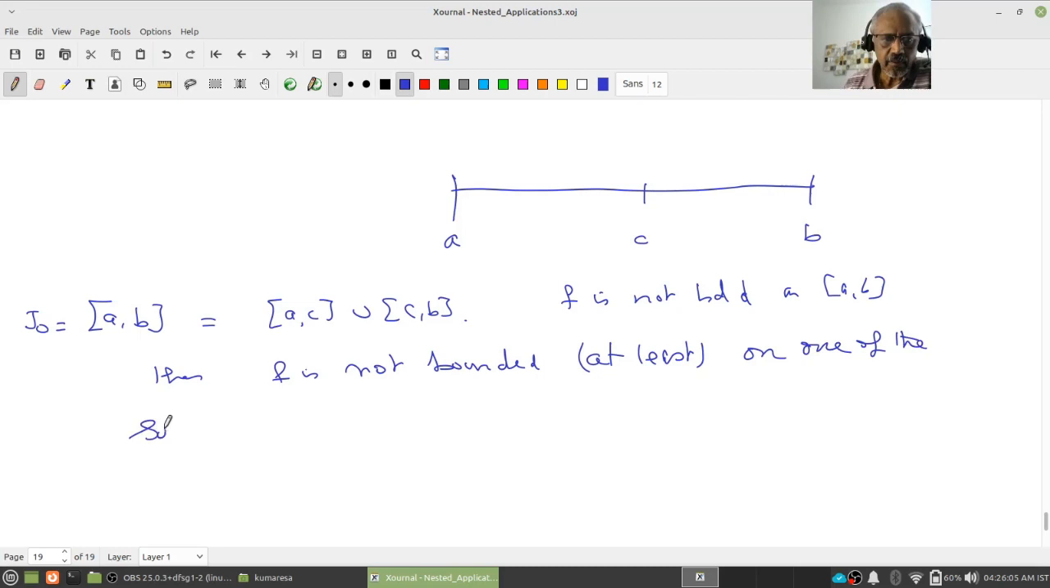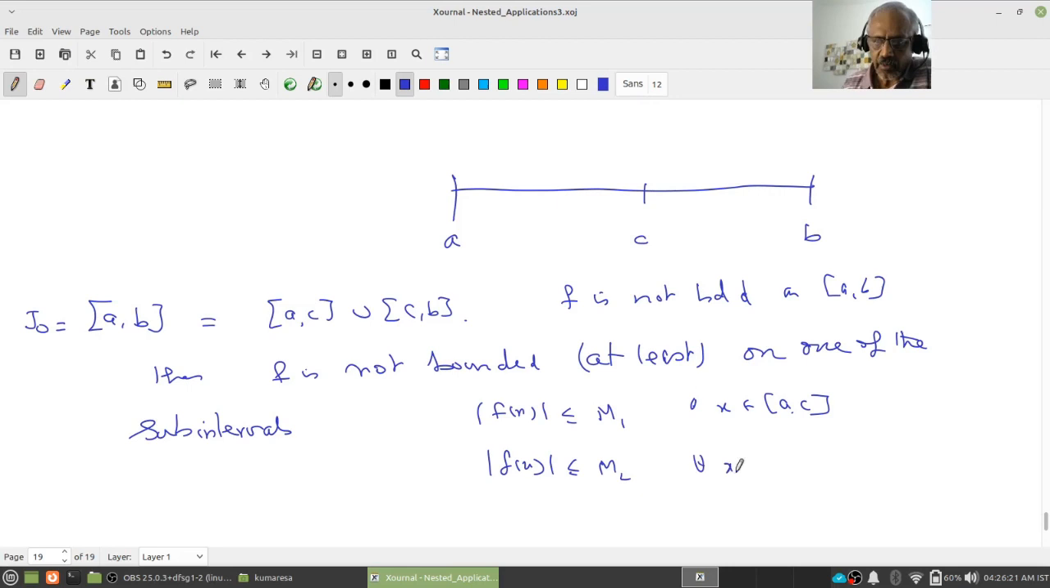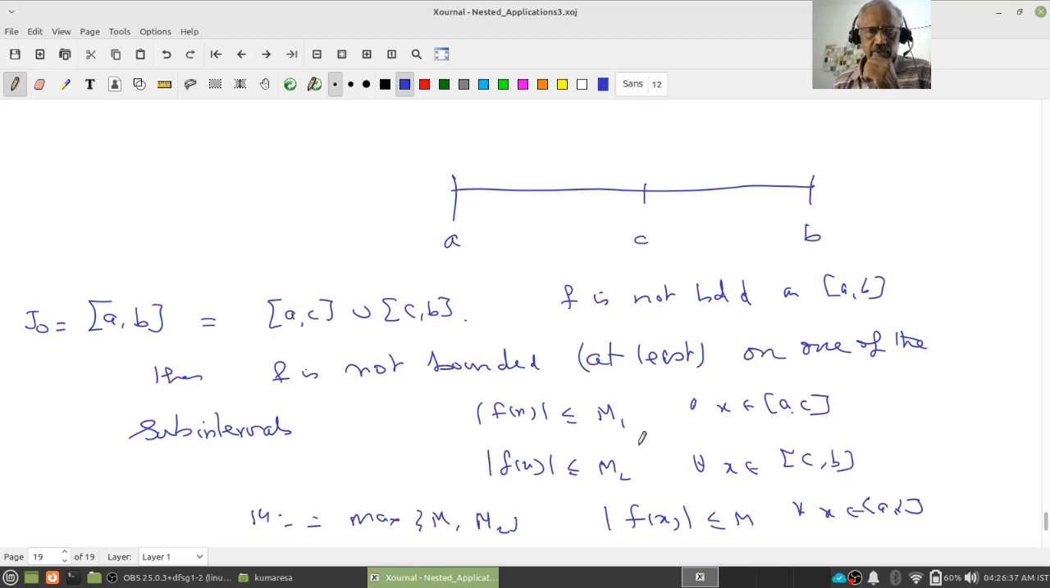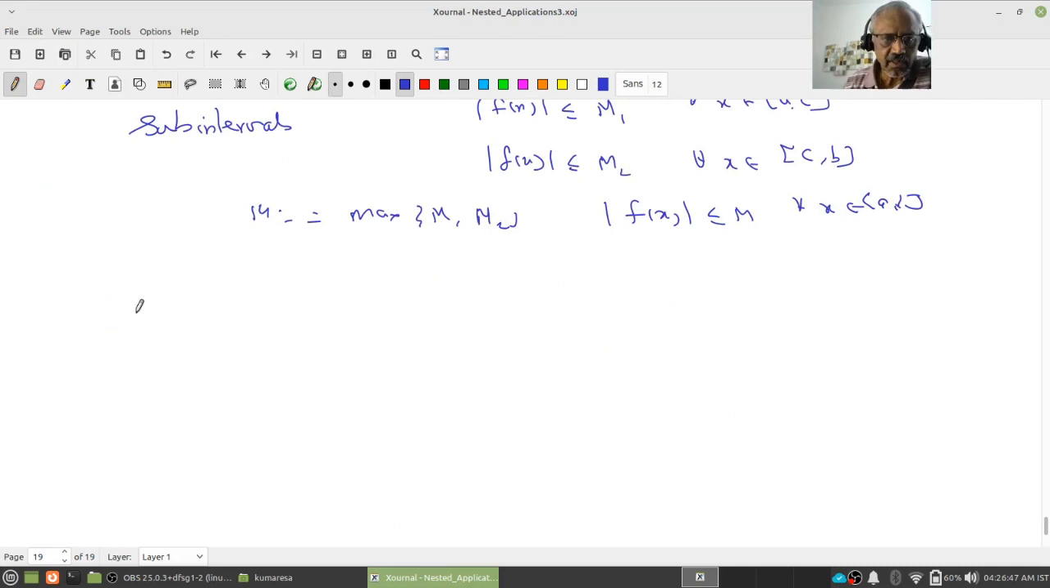Right? Suppose here |f(x)| is less than or equal to m1 for all x in [a,c], and |f(x)| is less than or equal to m2 for all x in [c,b]. Then if we choose m to be the maximum of m1, m2, then |f(x)| will be less than or equal to m for all x in [a,b], right? Therefore the function will not be bounded in one of them. Do you understand that? So I will call this J1.